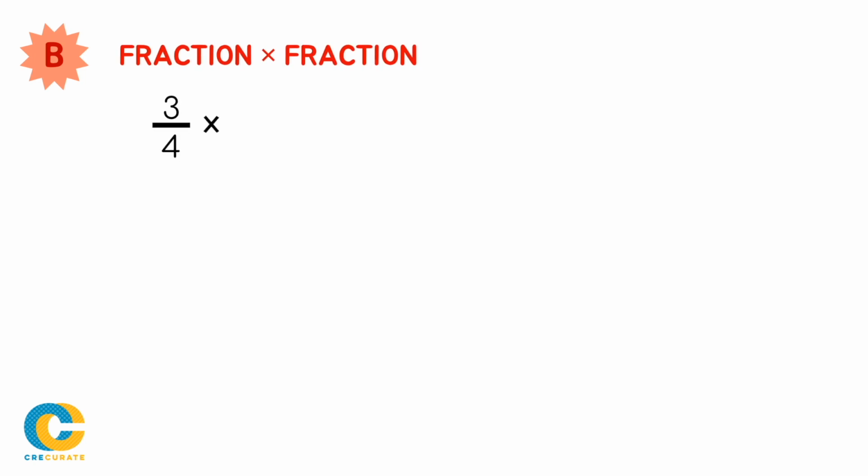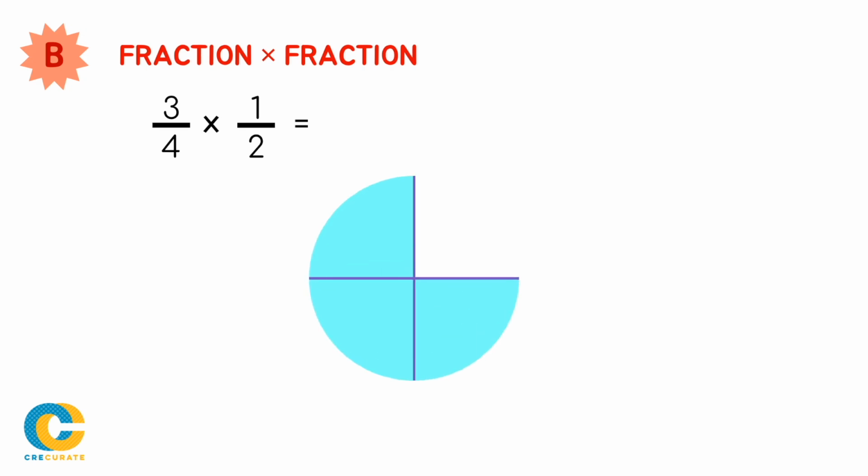Now let's look at how to multiply two fractions with each other. For example, 3/4 times half. Let's first represent 3/4 in the diagram below. We shade 3 out of 4 pieces of the whole since 3/4 is what we want.